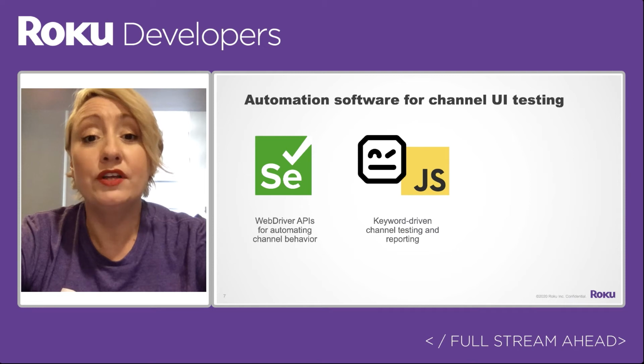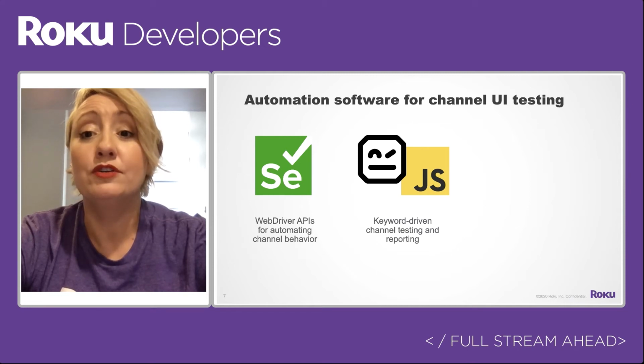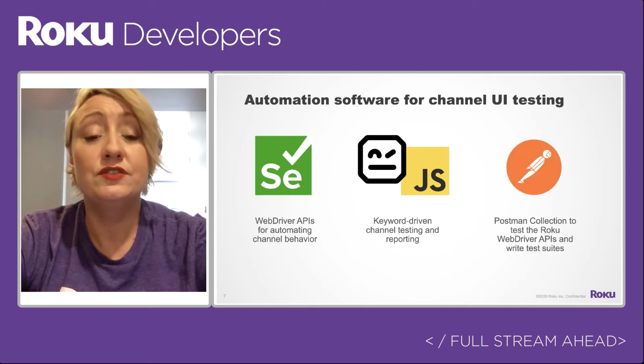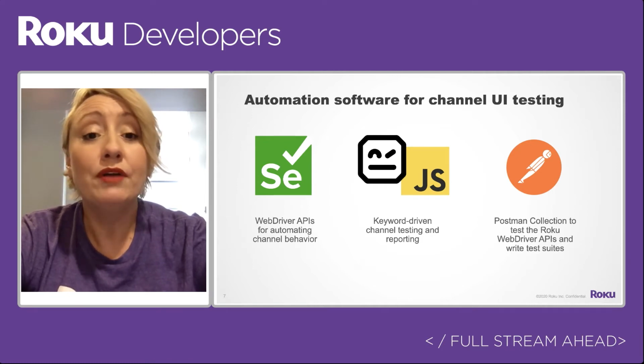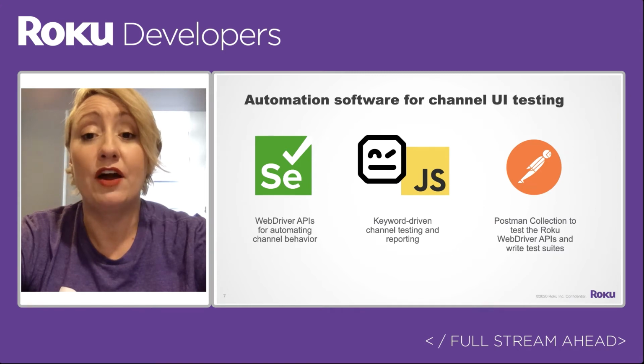Finally, the third component to the automation software suite is a Postman collection service, which is used to test Roku WebDriver APIs and write test suites. More information about this software suite can be found on the developer site, including robust documentation and a demo tutorial.